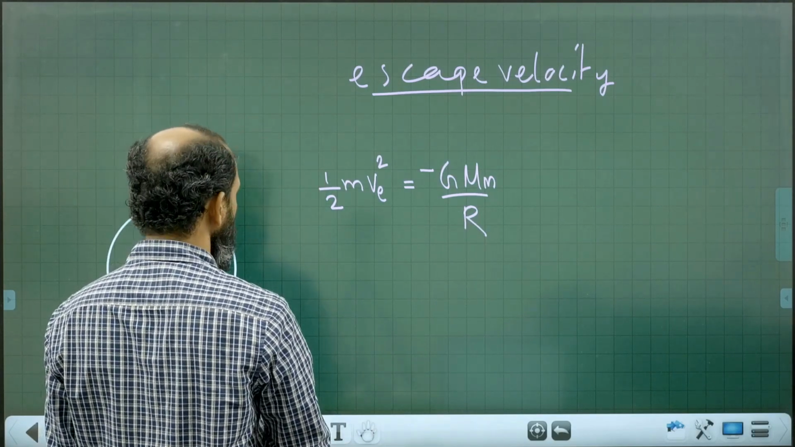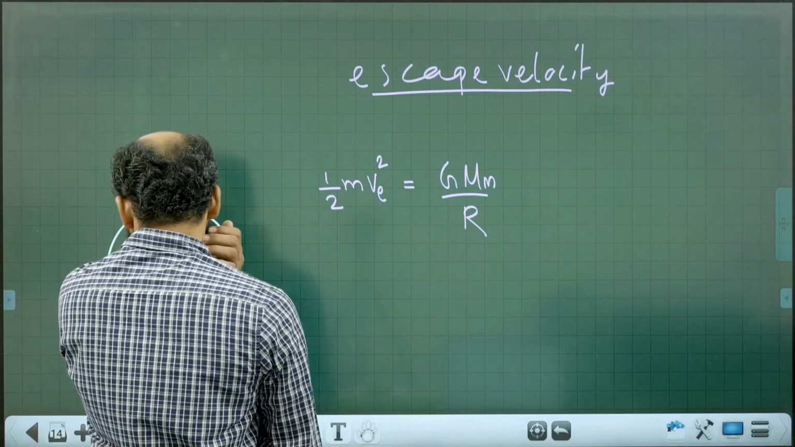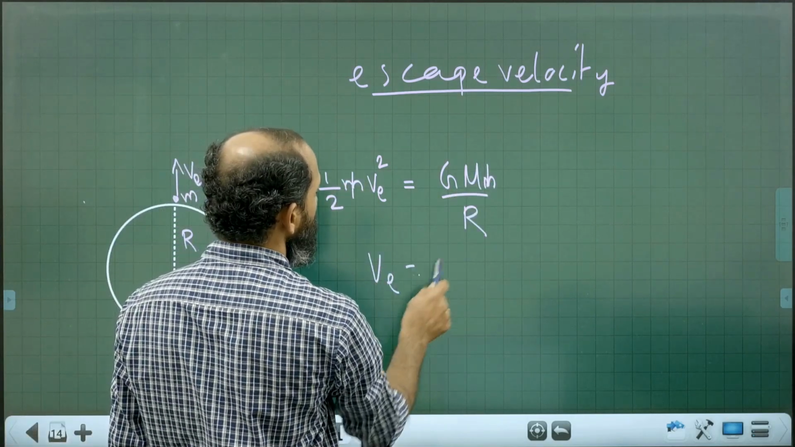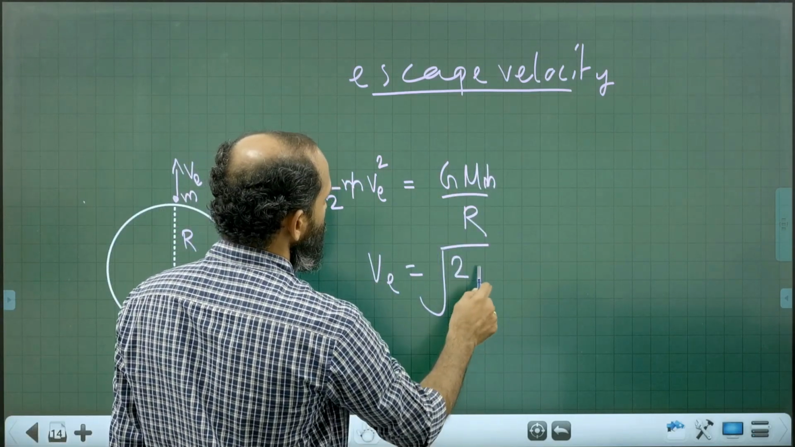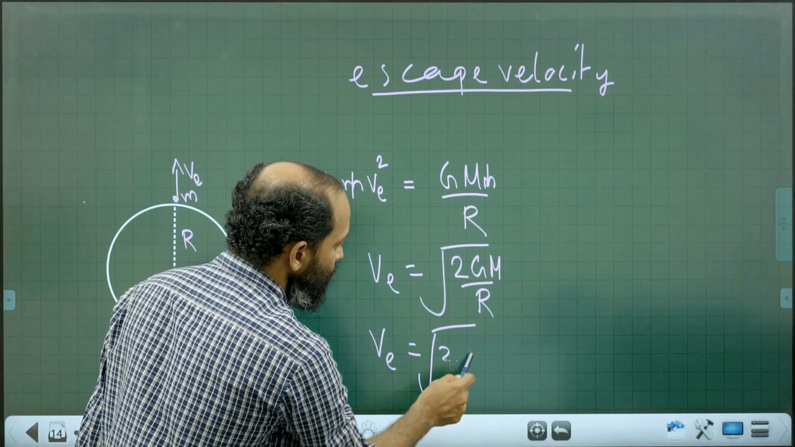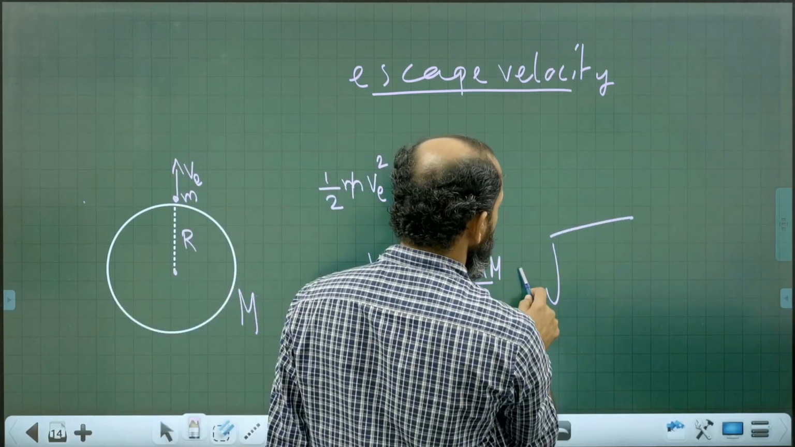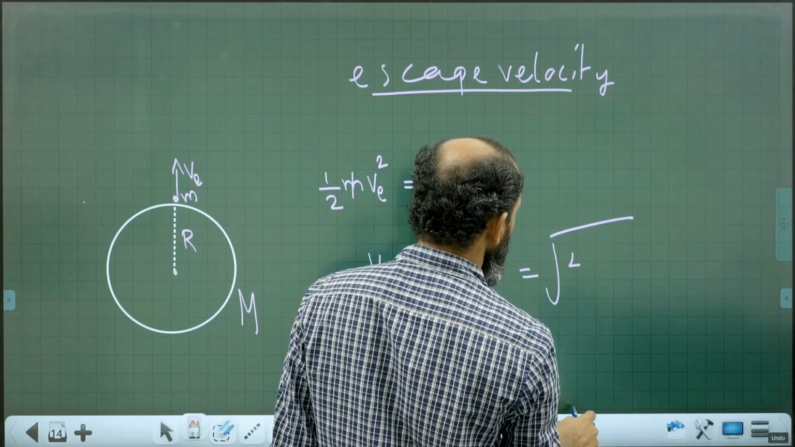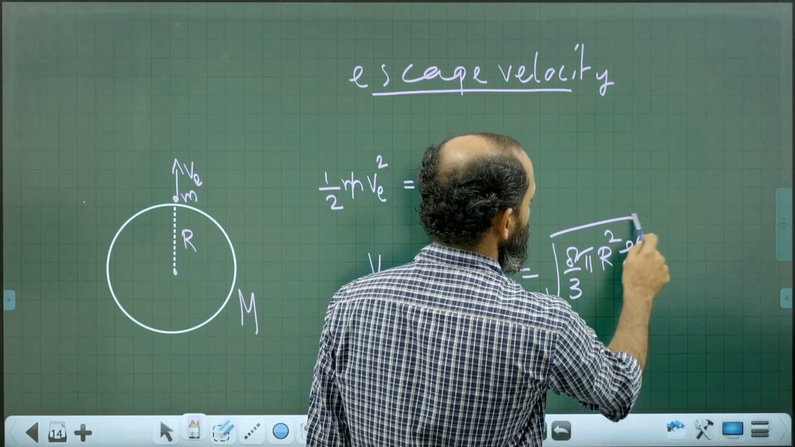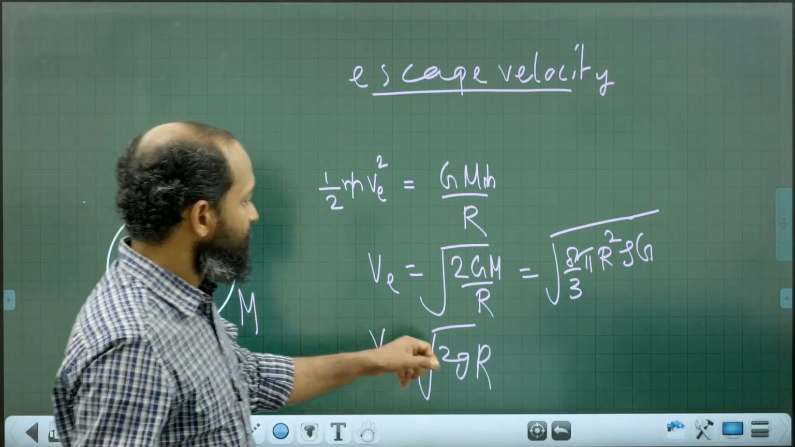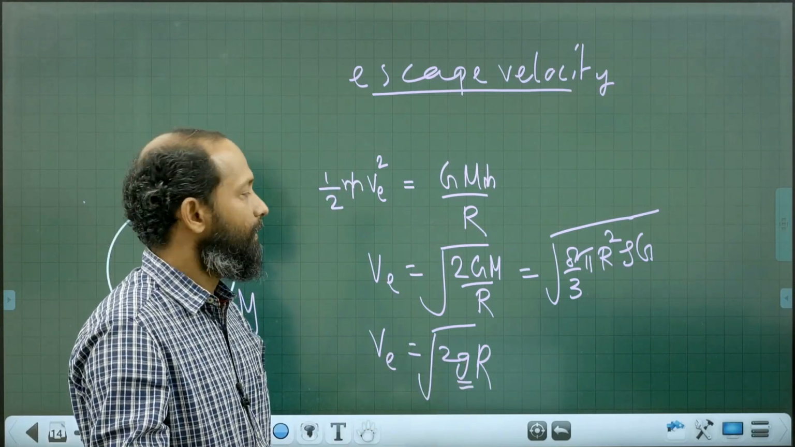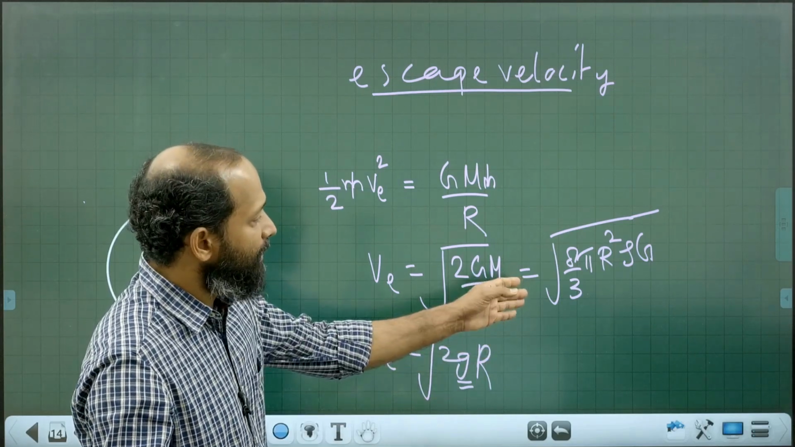Potential energy numerically, so you can neglect this sign. Numerical potential energy equals kinetic energy. m gets cancelled, you get v_e equals root of 2GM divided by r. This can also be written as root of 2gR. This can also be written as root of 8 by 3 pi R square rho G, by using the formula for small g in terms of density. Small g in terms of density we have already discussed: 4 by 3 pi R rho G. So it becomes 8 by 3 pi R square rho G.